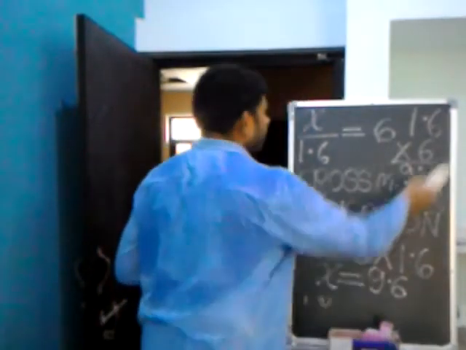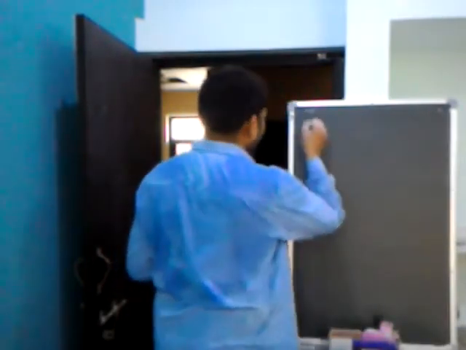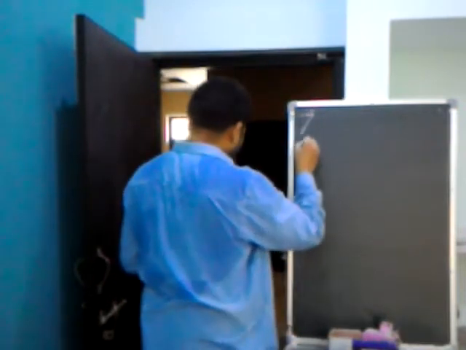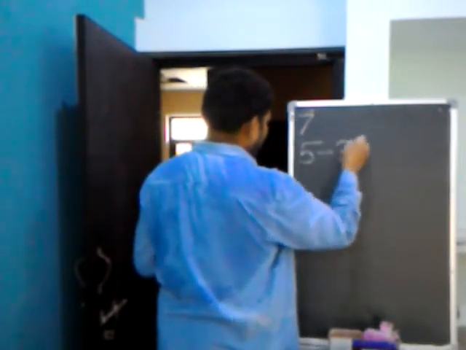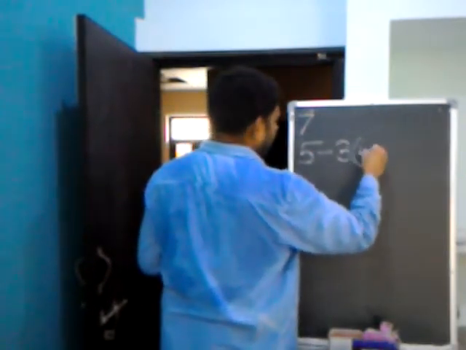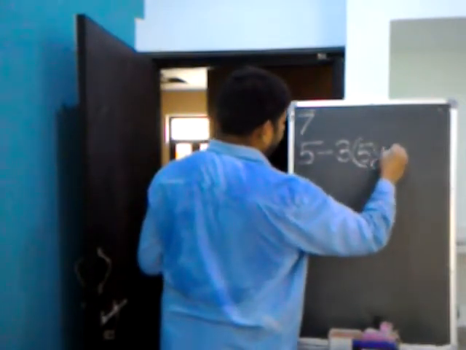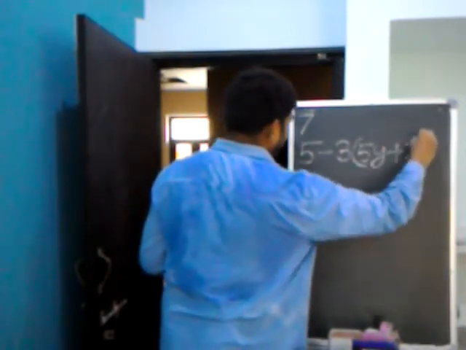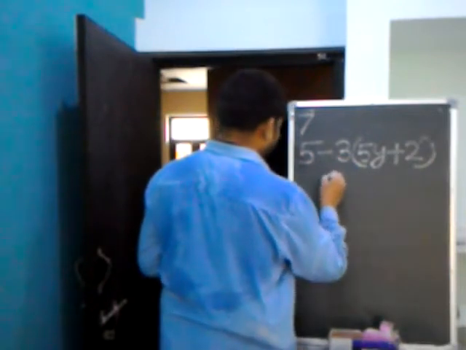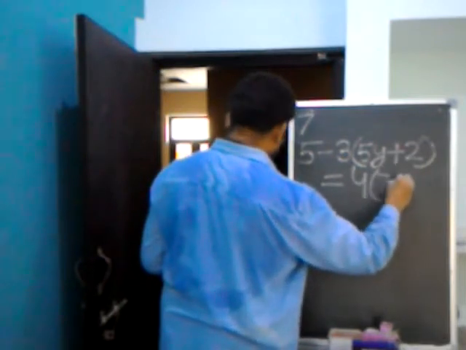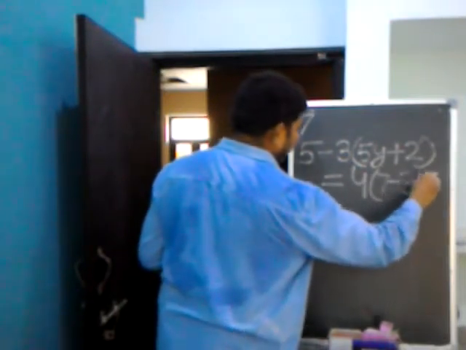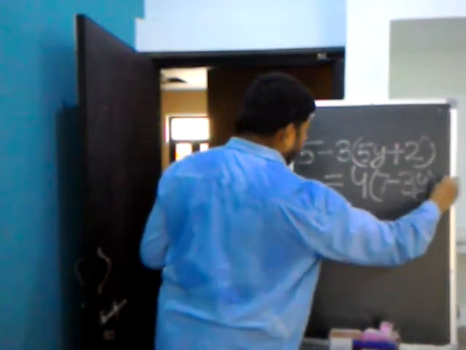Question number 7. This is a somewhat lengthy question. 5 minus 3 into (5y plus 2) is equal to 4 into (7 minus 3y) plus 1.